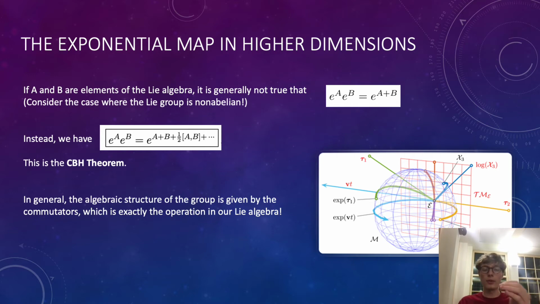And so if we just take a look at this picture of this sphere, we see we have different generators in the different directions of that tangent space, and the exponential map wraps those different directions around the sphere. And because this is non-abelian, we would need to use that CBH theorem to get the group structure in terms of the commutators as well.